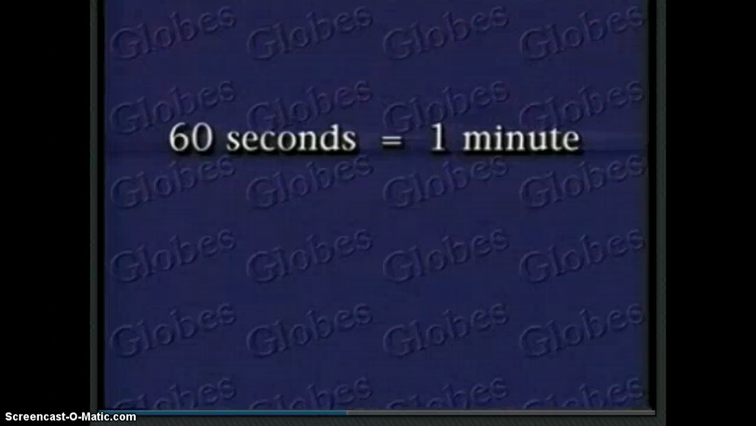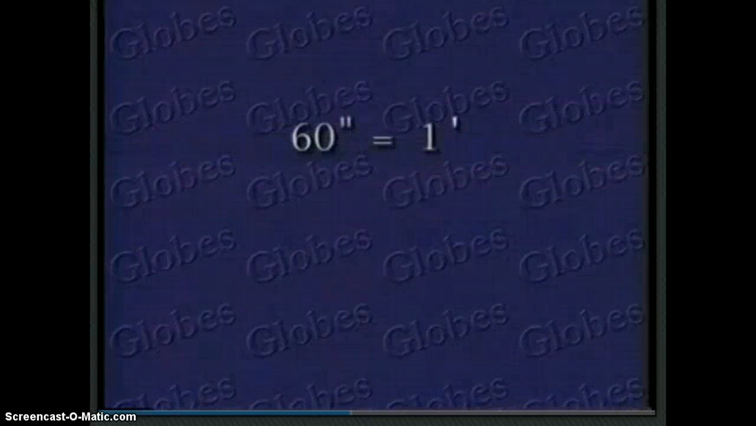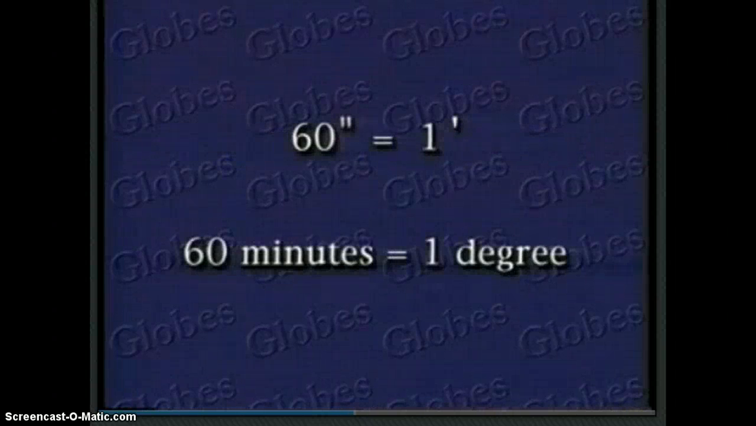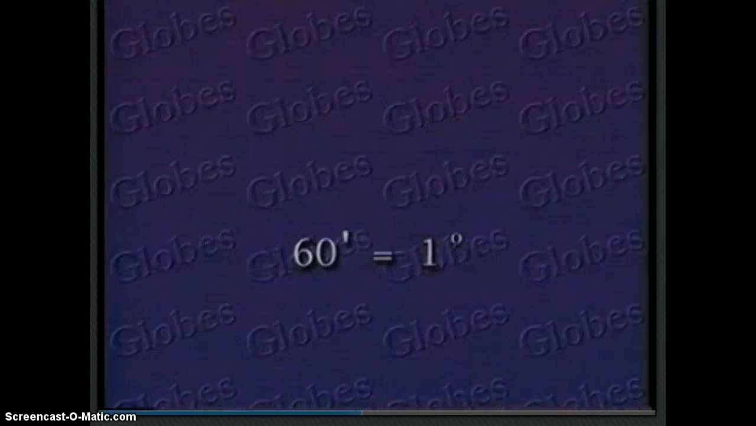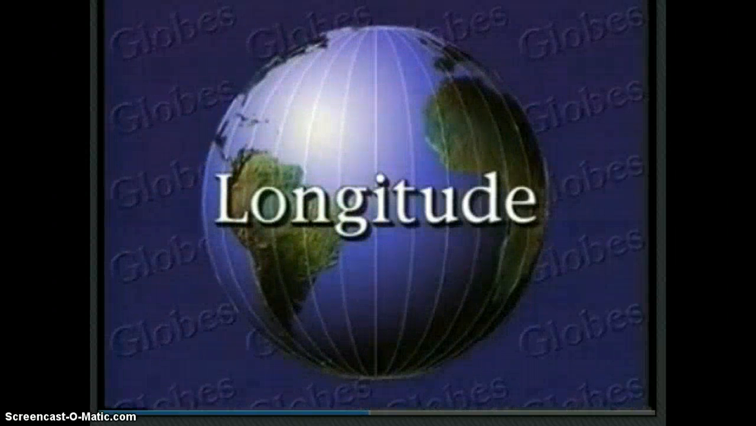Let's put it all together. 60 seconds equal 1 minute. 60 minutes equal 1 degree. Let's move on to the lines of longitude.